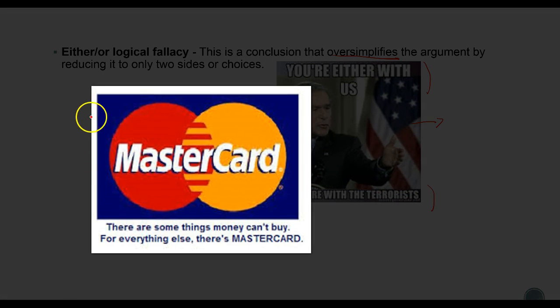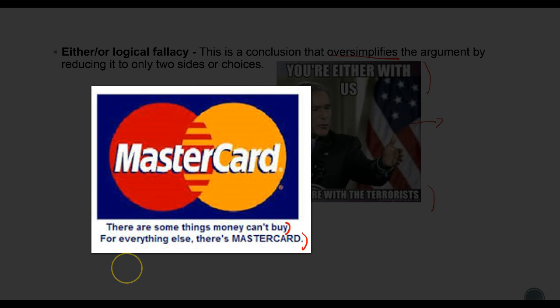Here's another one from a sort of common commercial that we see a lot, from the MasterCard commercial. There are some things that money can't buy. For everything else, there's MasterCard. It's like there's only two choices. Either you can use your MasterCard or you can't use your MasterCard. There's no sort of middle ground in here. So that's the either-or logical fallacy.